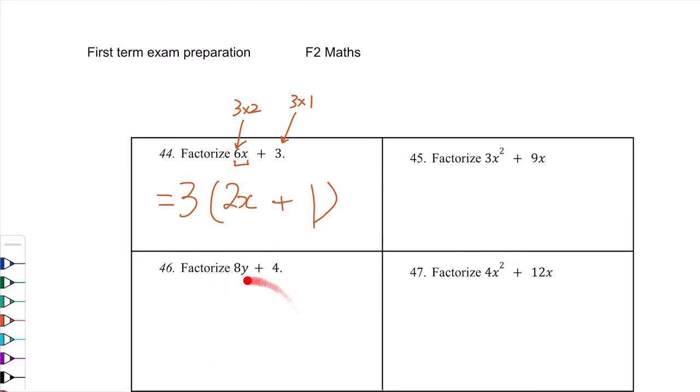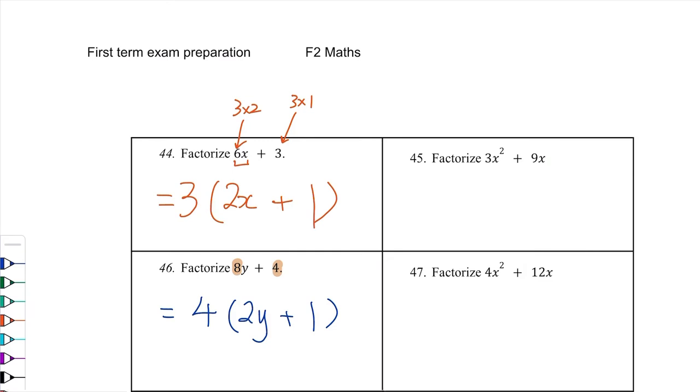Before that, do this question. Anything common between these two numbers? Yes, of course, there is 4. So you take that out. What is left? 4 times 2, and there's a y, and then 4 times 1. 4 times 2 becomes 8. 4 times 1 becomes 4. Okay, until with these two questions, good.